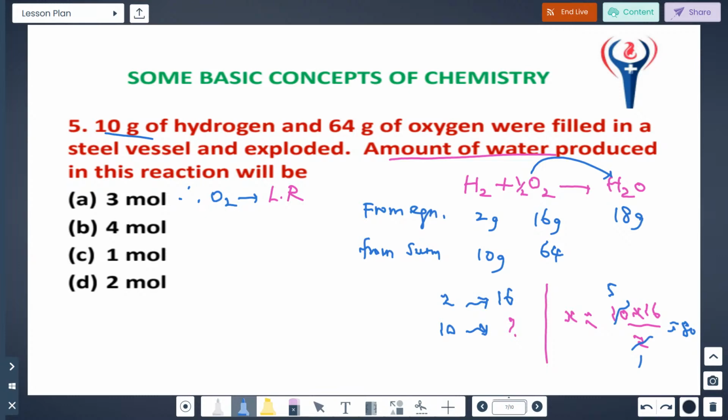So, you just compare these two, okay? This is a question mark. Are you following? From the limiting reagent only we can find out the product. So, I'll write it here. 16 gram can produce what? 18 gram of water. Therefore, 64 gram produces how much?